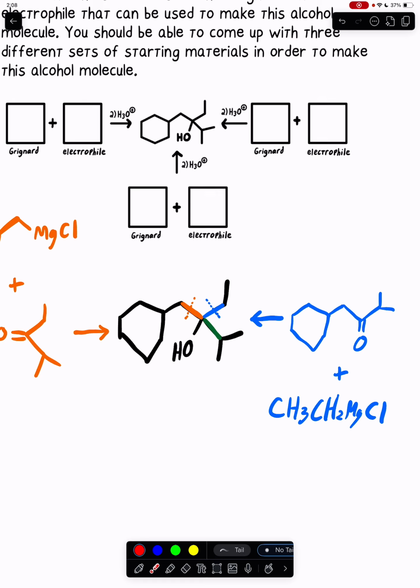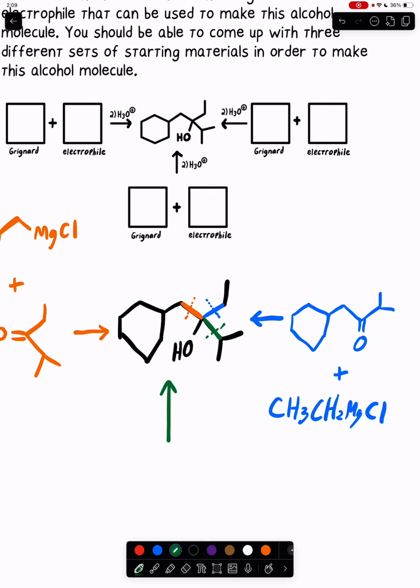All right, and now let's do the green one. If this green one is the new bond, everything on the side with the oxygen must have been the ketone, because that's where the oxygen is. This 3-carbon portion must have been the Grignard, and it must have been nucleophilic at this carbon right there. So let's draw those two reagents.